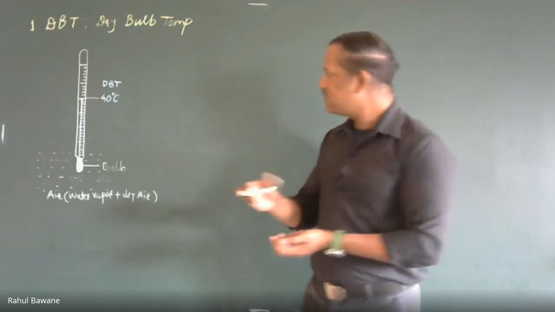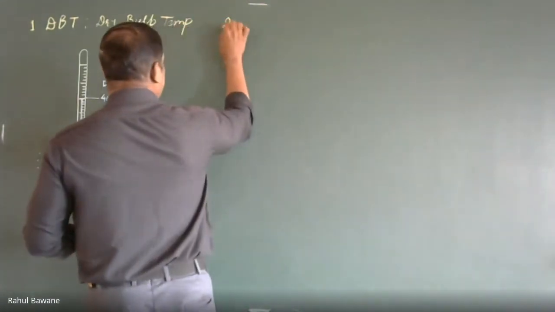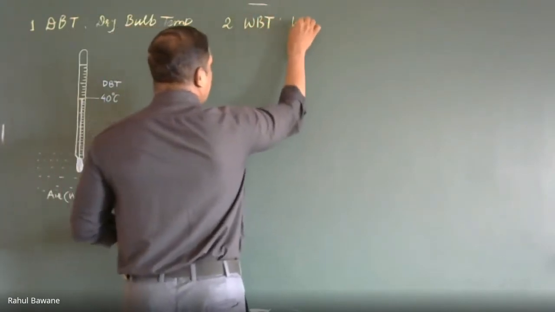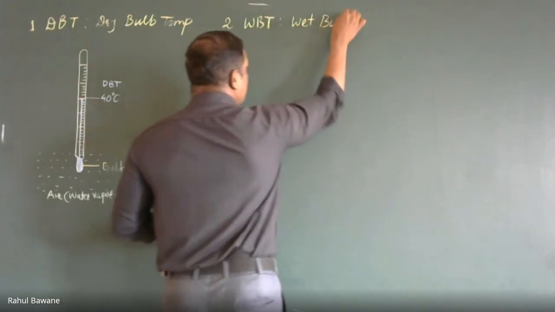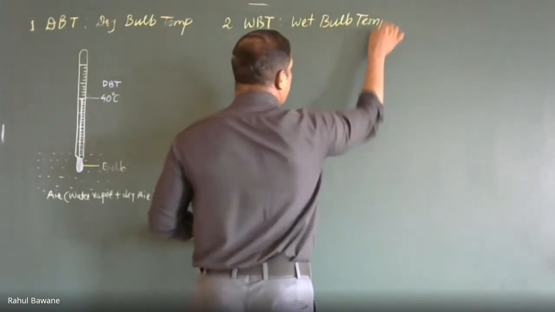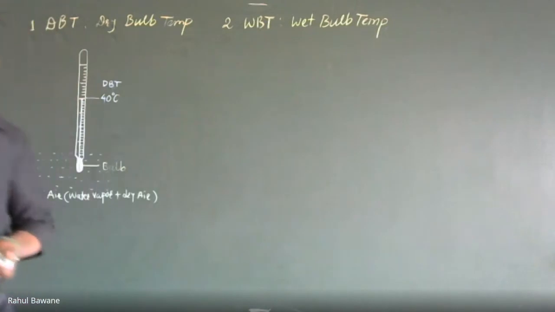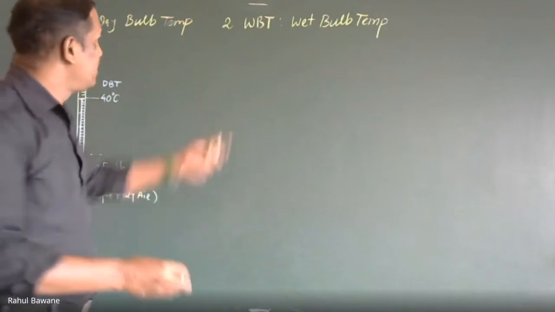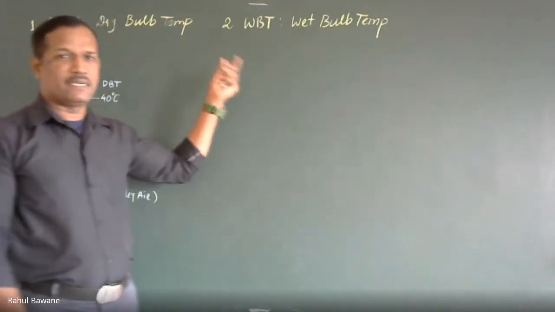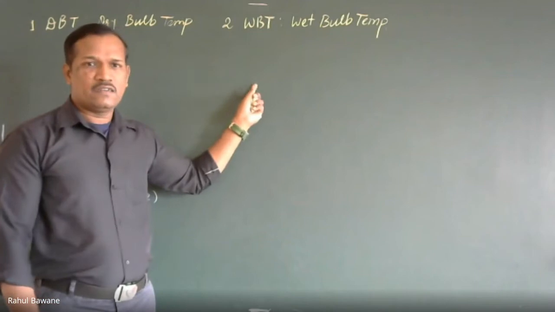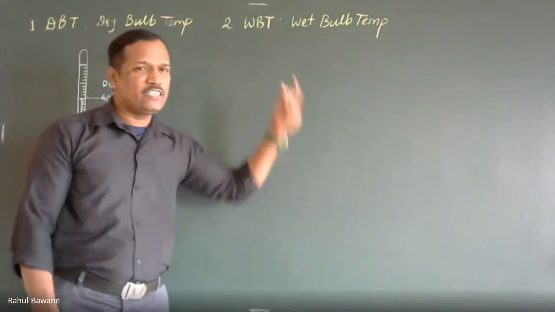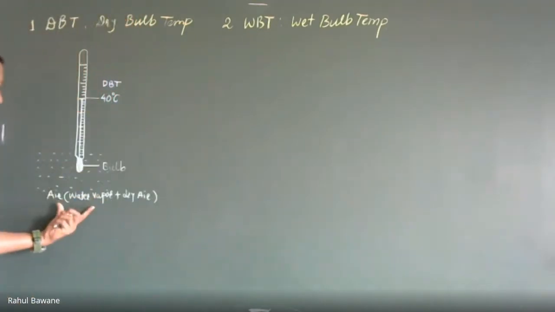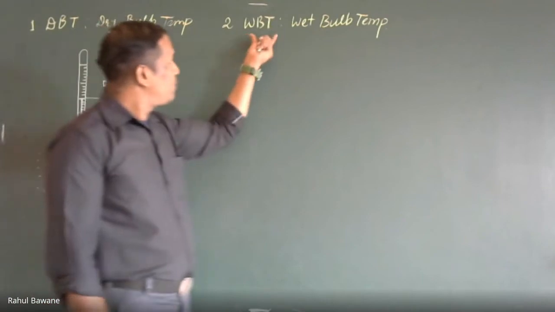Now imagine there is a second terminology, that is wet bulb temperature, denoted by WBT. This is called wet bulb temperature. Many students know what DBT is, what WBT is, that is dry bulb temperature, wet bulb temperature, but they fail to explain what is the need of wet bulb temperature, what is the significance of wet bulb temperature. If we are able to measure the air temperature, then why do we go for this WBT?